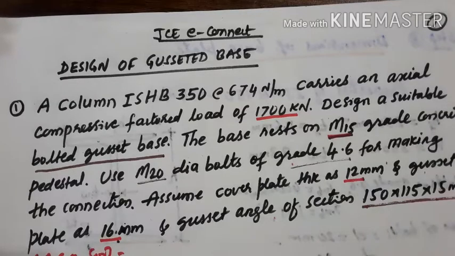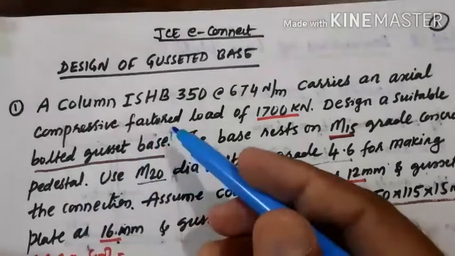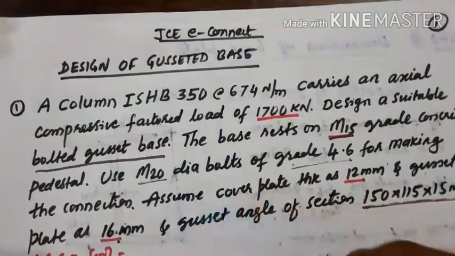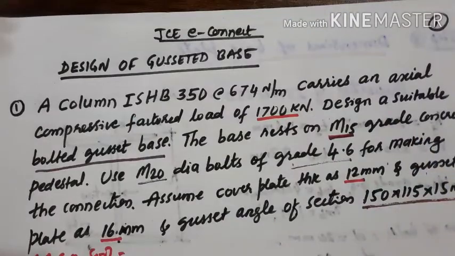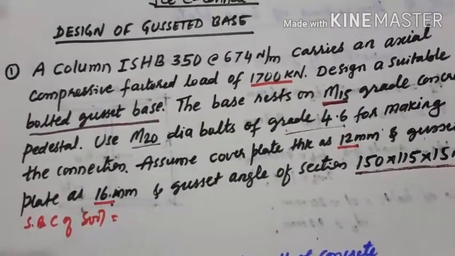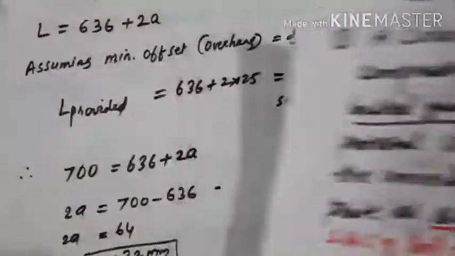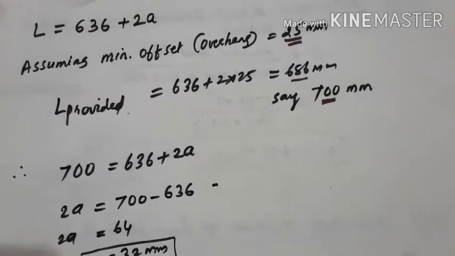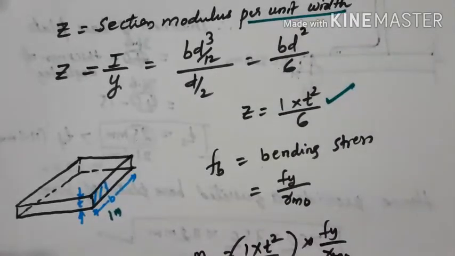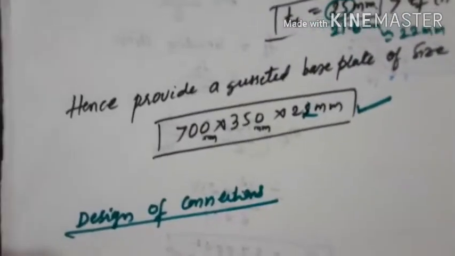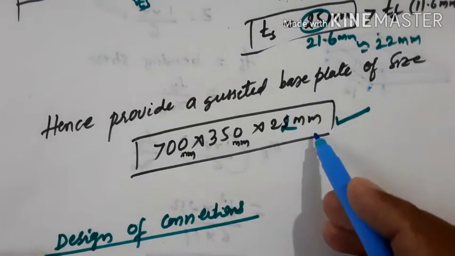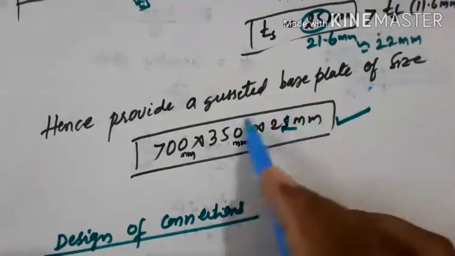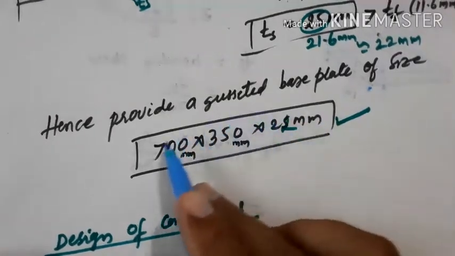In previous lectures, we have been solving one design problem, that is the design of a gusseted base, and we have gone through some of the steps. In that, we finally calculated the size of the base plate, and the size we obtained for the gusseted base is 700 by 350 by 22 mm.